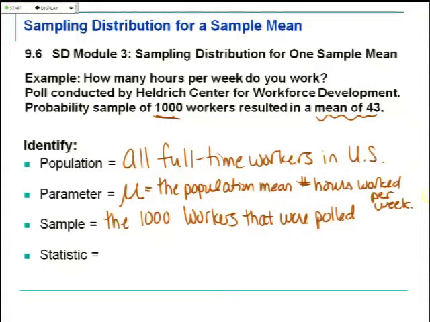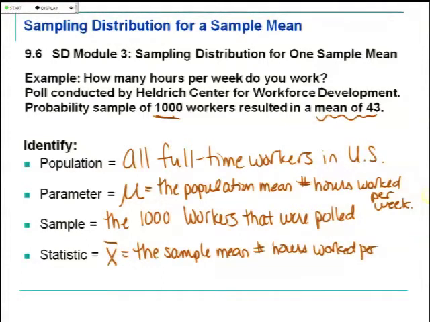The statistic, on the other hand, is what we do calculate based on our sample, and we'll be getting a sample mean x bar. The sample mean number of hours worked per week. And in the description of this study, it says the mean was 43. Is that mu or x bar? This 43 here that was observed came from our sample, so it is x bar. For our sample, x bar turned out to be 43.